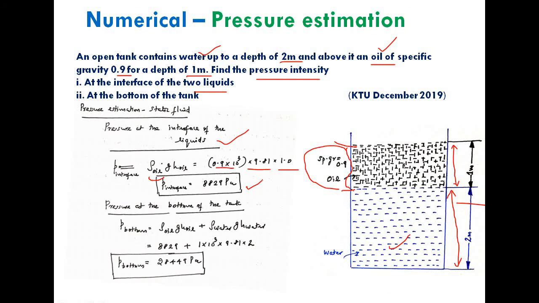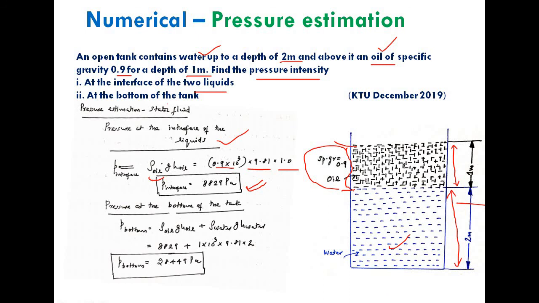Again I repeat, you should substitute all the properties in SI units. You will get the resulting pressure also in SI units. Here the SI unit of pressure is pascals: 8829 pascals or 8829 Newton per meter square.